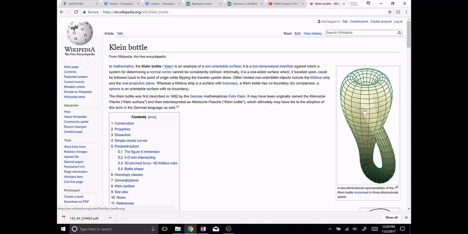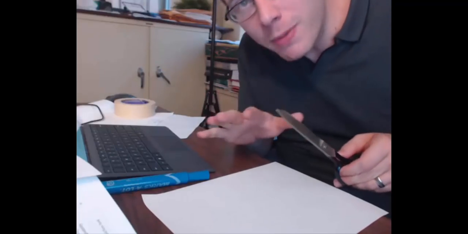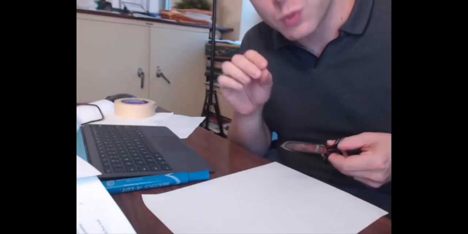Another example is the Mobius strip, which I'll show you how to make right now. Welcome everyone. I'm going to show you how to make a Mobius strip, and then I claim that it only has one side.